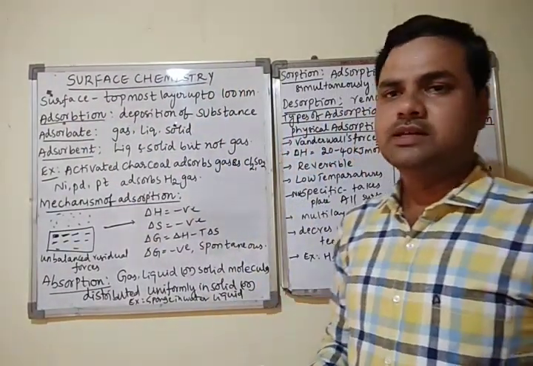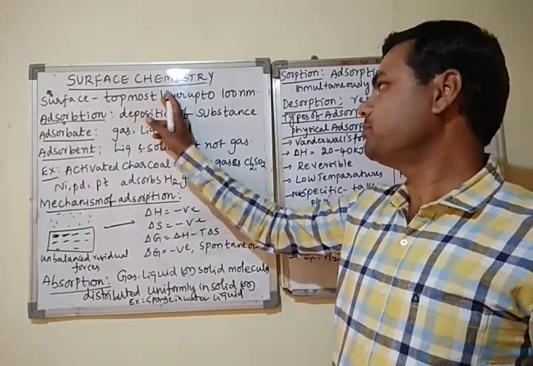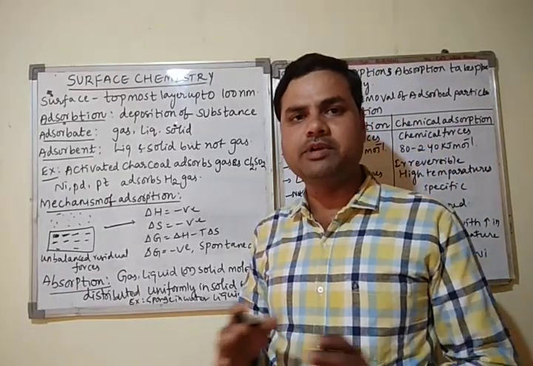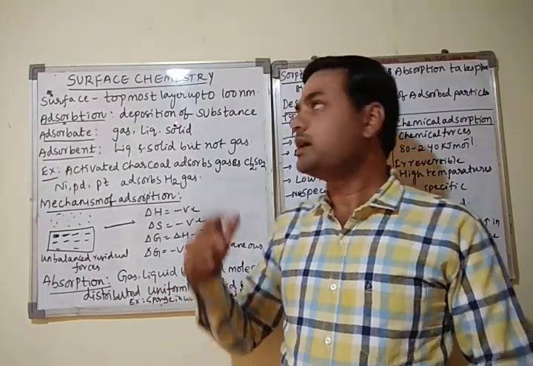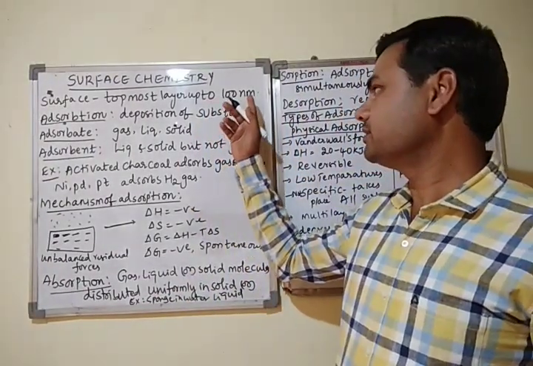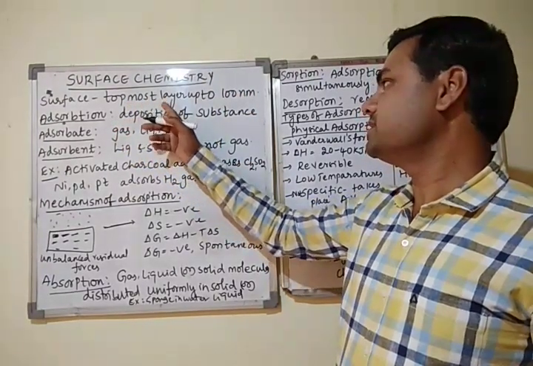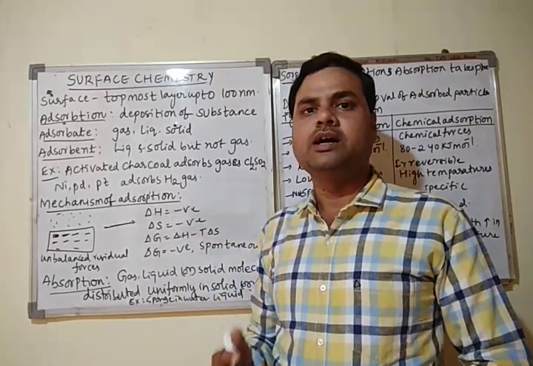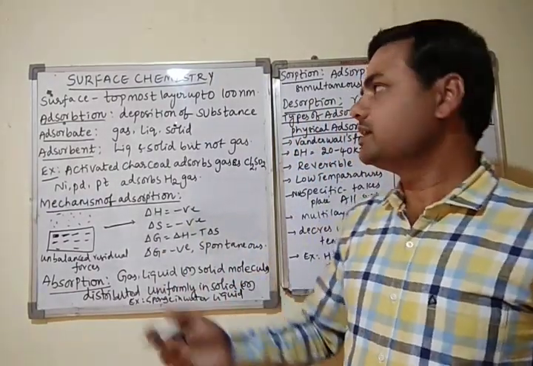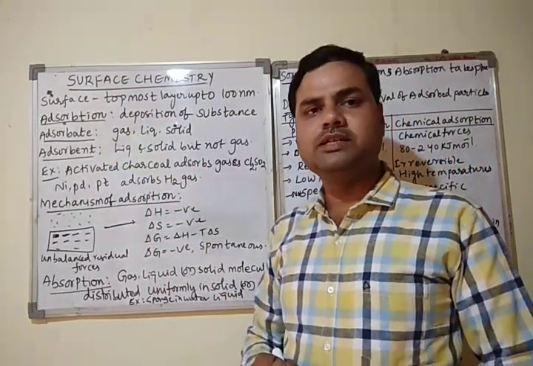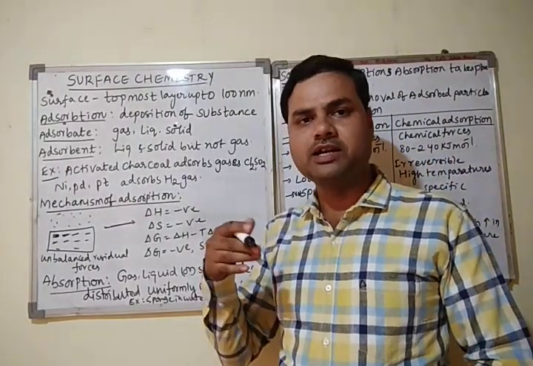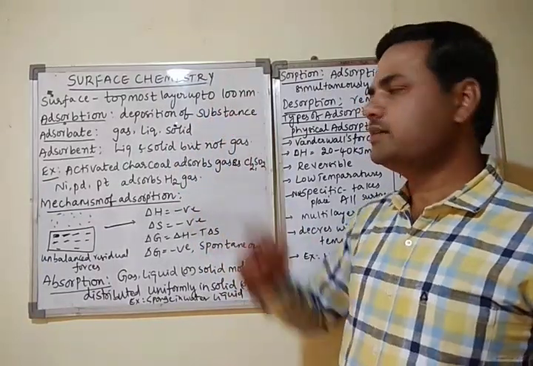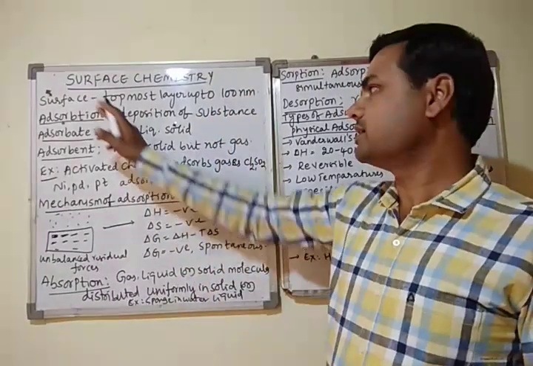A surface can be defined as the topmost layer on the bulk material. We can take any bulk material. The topmost layer, ranging only up to 100 nanometer length, is called the surface. So we are not taking the complete depth, we are taking only that 100 nanometer area from the topmost layer. That area is called the surface.